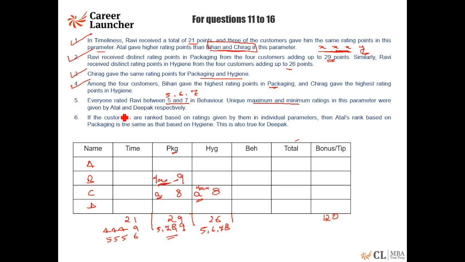Unique maximum by Atal. That means Atal has given 7 and no one else has given 7. And unique minimum by Deepak, that means only Deepak has given 5. That means the remaining two people have given a rating of 6 on behavior. So Atal is 7, Deepak is 5, and the other two have given 6 each. So how much does it become? 12, 12, 24 total. Okay.